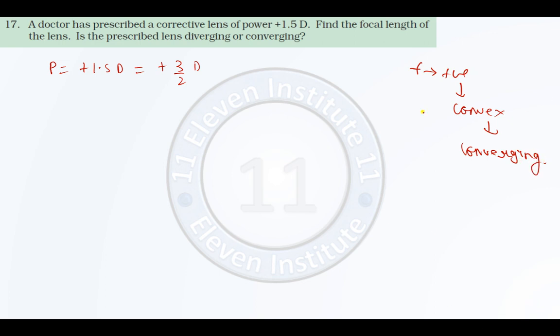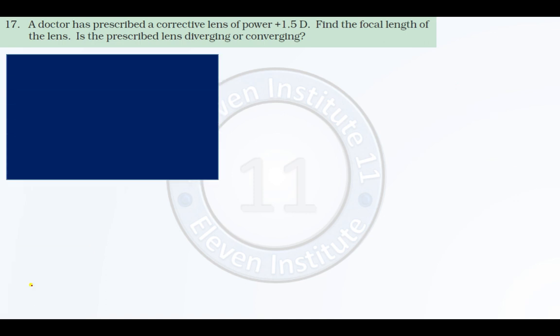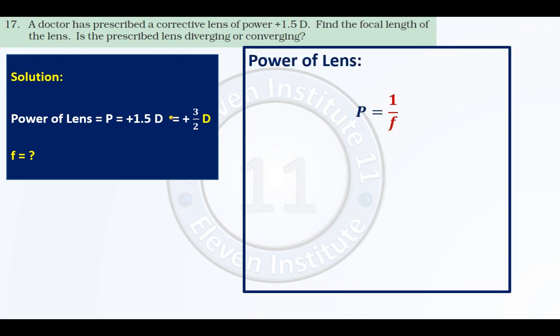Right. So let us now see the solution. It would be quite easy. Again, P is given to us and we have to find F. What modification have we done? Instead of 1.5, we have written 3 upon 2. Now we will apply the formula. Instead of P, we will write 3 upon 2.